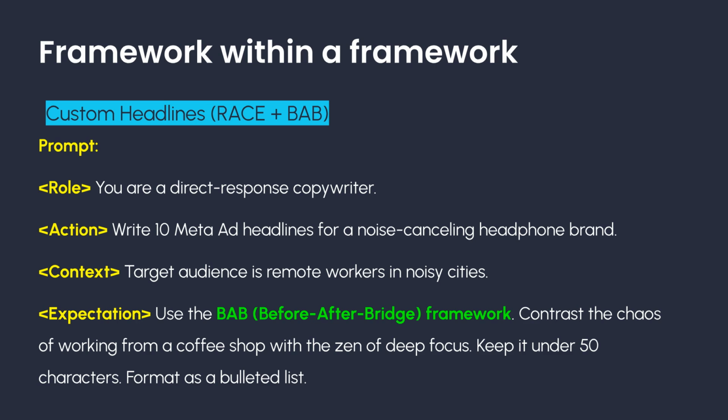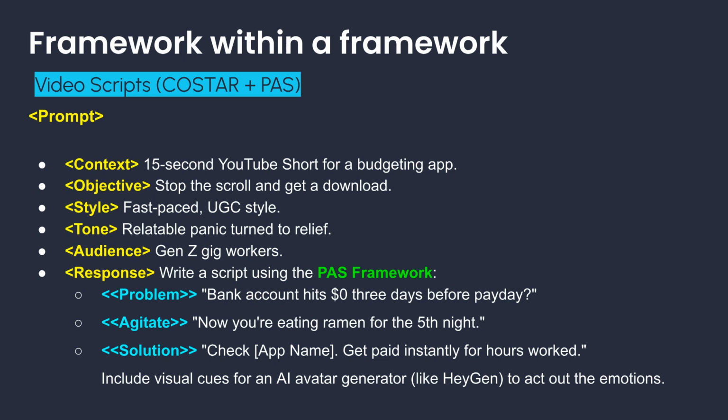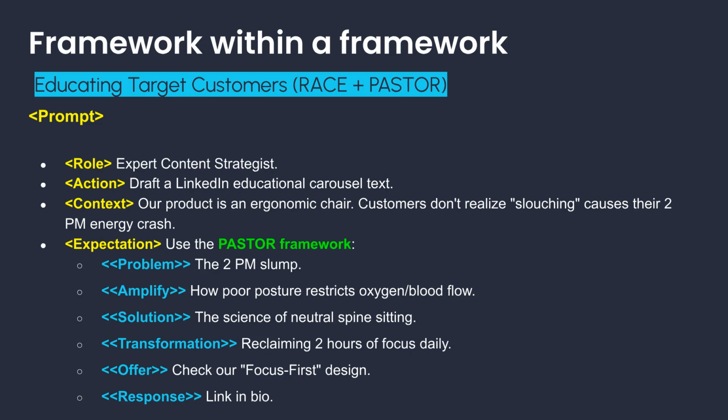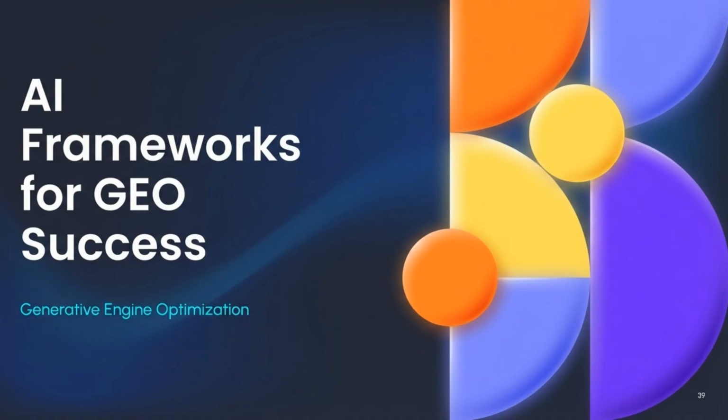You can use frameworks within frameworks. For example, applying the BAB framework within a RACE prompt structure. This creates custom headlines that contrast the before and after states, ensuring conversion metrics and platform constraints are met. Another example is using the PAS framework within a COSTAR prompt to generate video scripts. COSTAR handles the complex elements like audience and tone, while PAS provides the high-impact structure for the video content itself. Finally, combining RACE and PASTOR helps educate target customers. RACE defines the role and action, while PASTOR structures the educational content by moving the audience through a problem, amplification, solution, and transformation narrative.